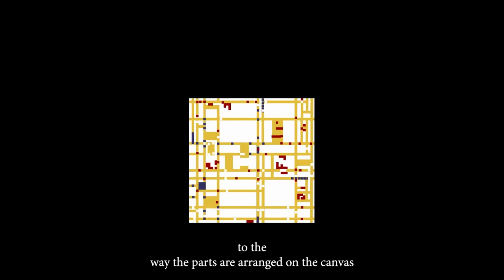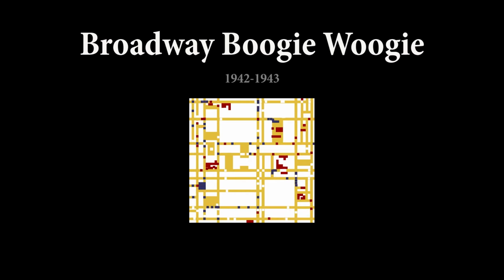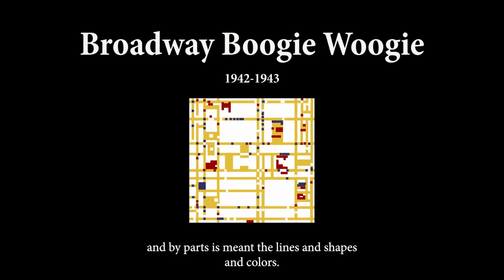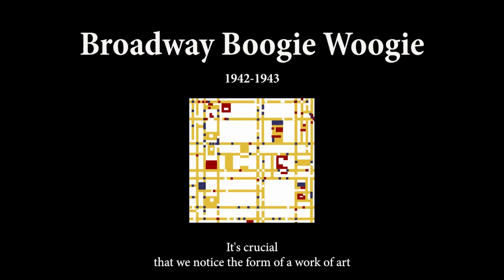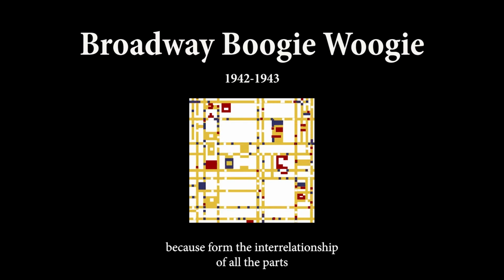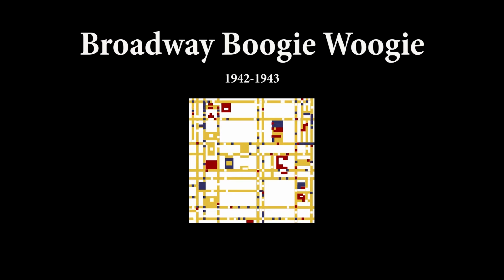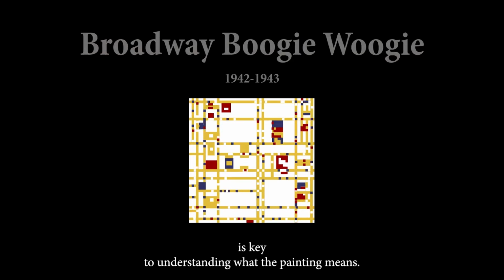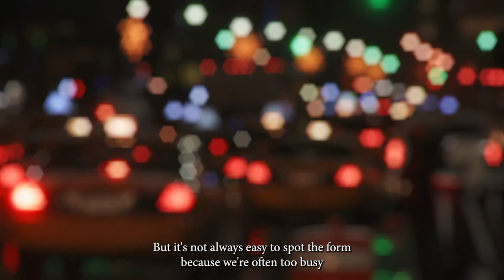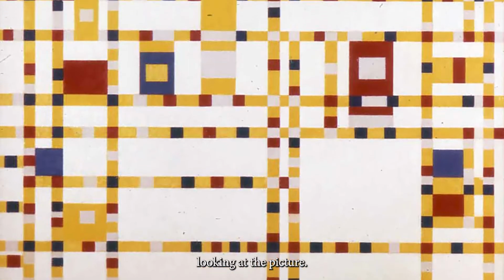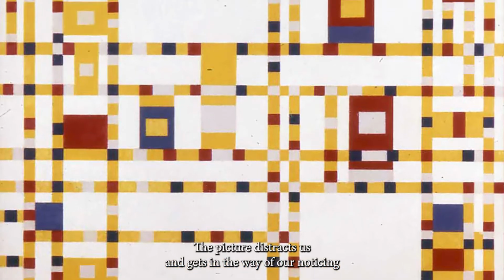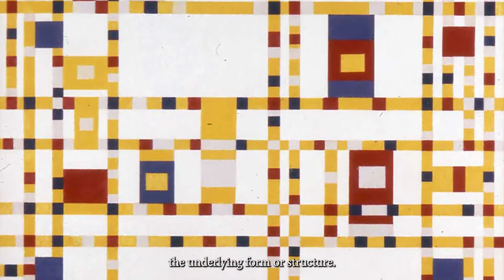Form refers to the way the parts are arranged on the canvas, and by parts is meant the lines and shapes and colors. It's crucial that we notice the form of a work of art because form, the interrelationship of all the parts, is key to understanding what the painting means. But it's not always easy to spot the form because we're often too busy looking at the picture. The picture distracts us and gets in the way of our noticing the underlying form or structure.